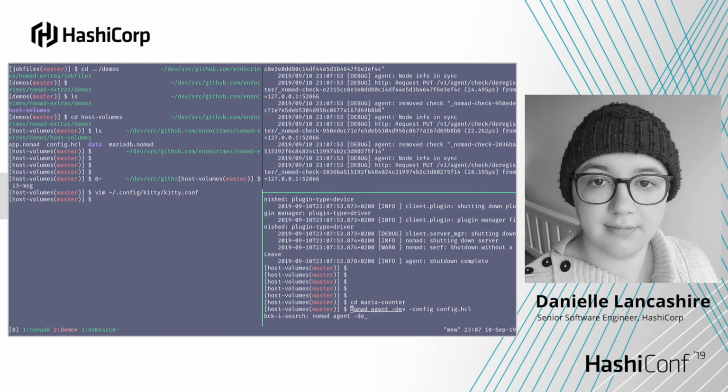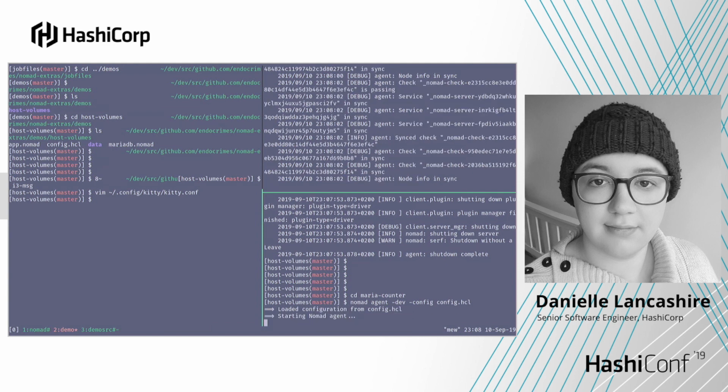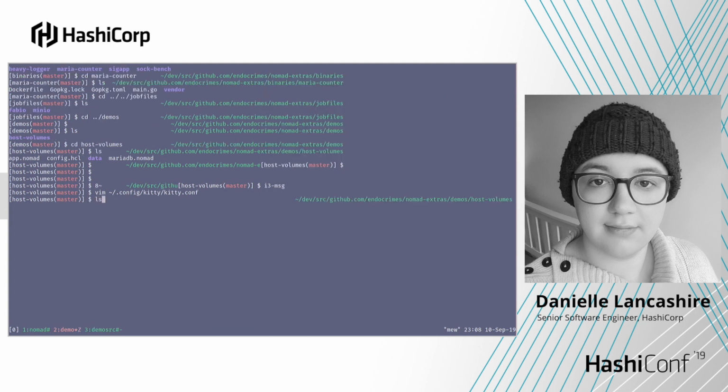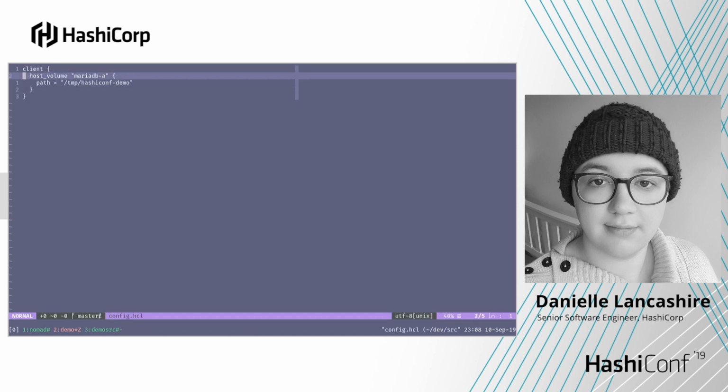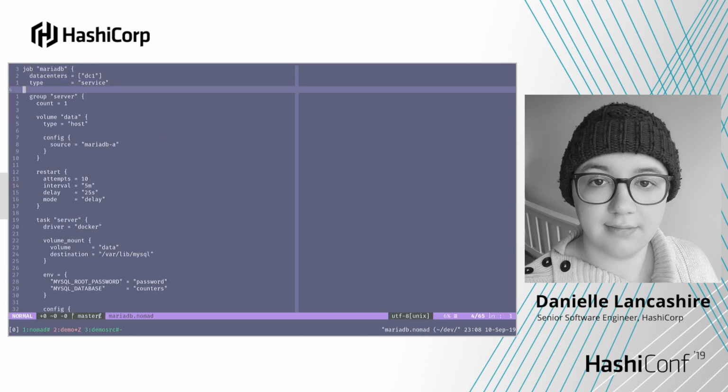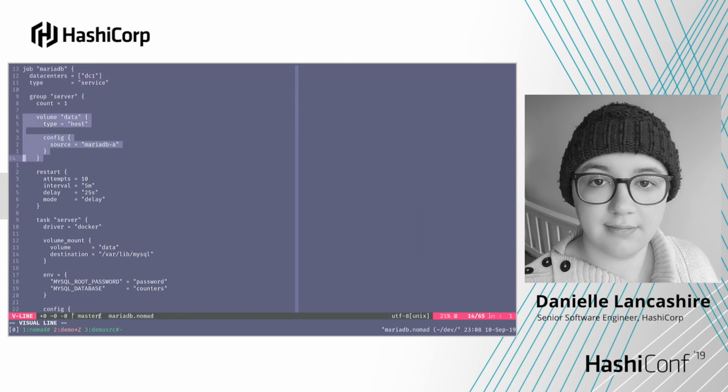Nomad agent -dev. So I'm going to spin up a dev agent, and we also have Consul running in the background. Then I will just zoom in here. We have a couple of different jobs. So in the config, we expose a volume, which points to /tmp/hashicorp-demo and exposes it as mariadb-a. Then if we take a look at the MariaDB job, we specify that we want this volume. And then we mount it into the task at /var/lib/mysql.